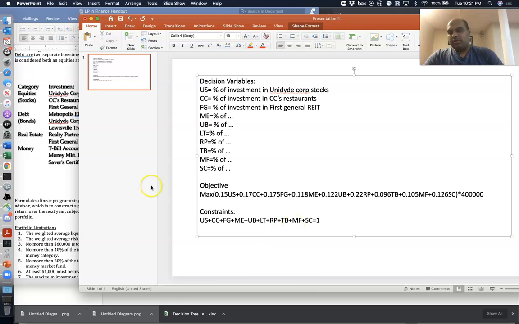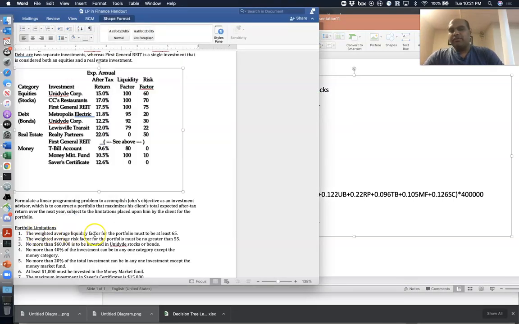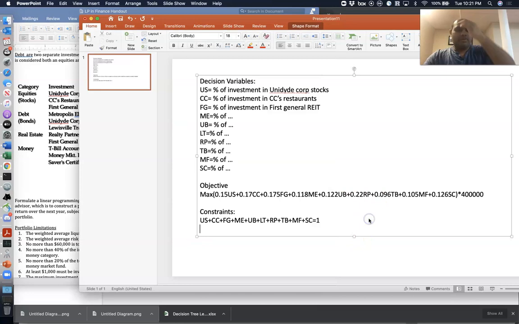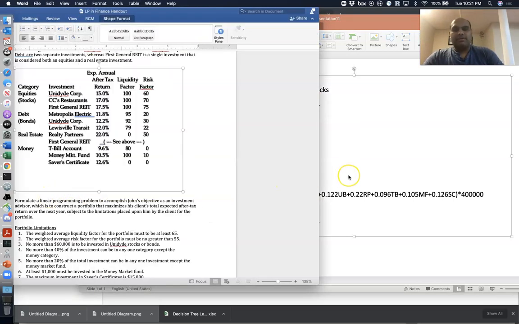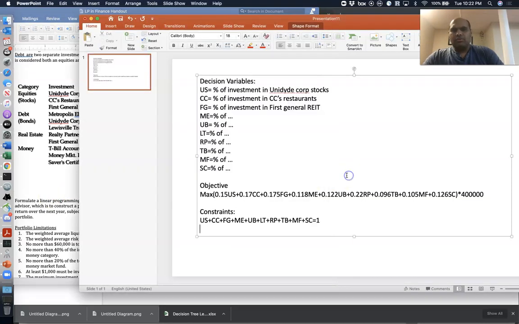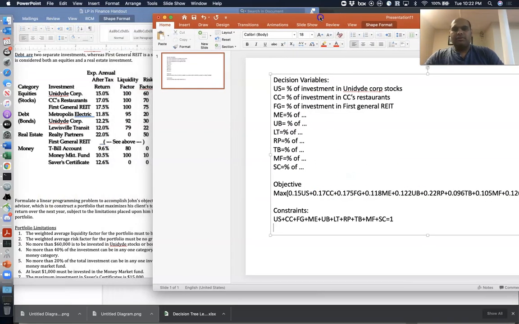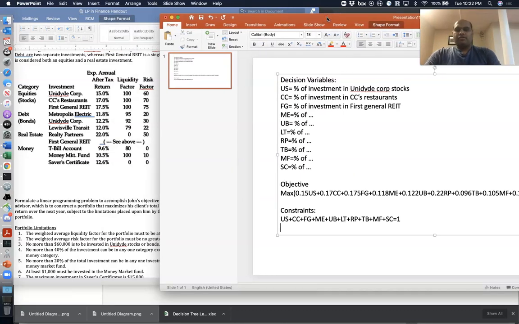That's the first constraint. Now, the second constraint is the weighted average liquidity factor for the portfolio must be at least 65. This is where writing these as percentages makes sense. Because we wrote them as percentages, we have some leeway here. Okay, liquidity factors are right there. So you have liquidity factor must be at least 65. So you want it to be at least 65% liquid, I guess.